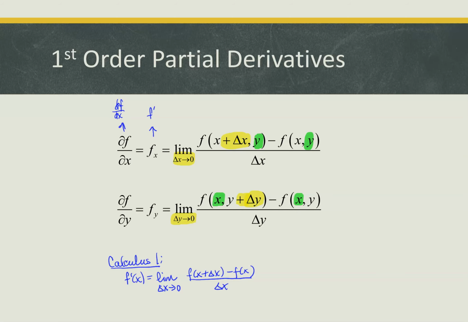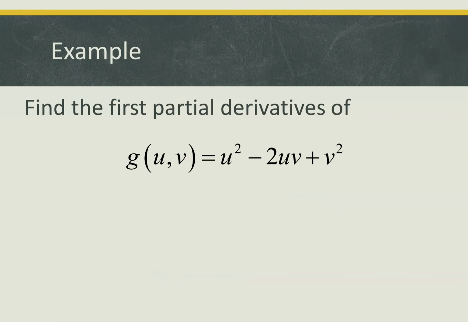partial derivatives. Now, fortunately, all of the rules for differentiation that you knew and learned in Calculus 1 remain valid. So the power rule, the product rule, the chain rule, the quotient rule, all of those rules are valid, and we use them to find partial derivatives. Now, notice that this function g has two independent variables, u and v, and we want to find the first partial derivatives. So there will be the partial derivative of g with respect to u, and there will be a partial derivative of g with respect to v.